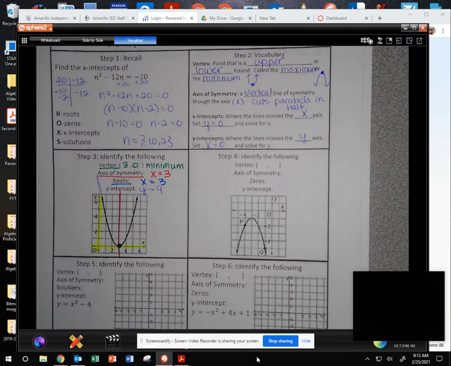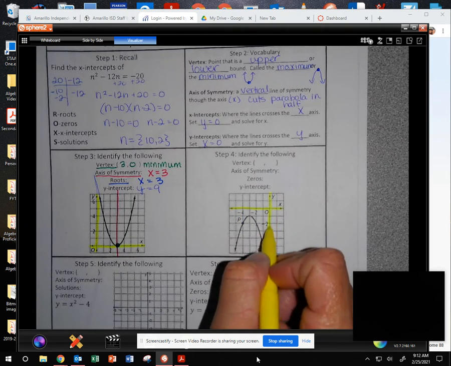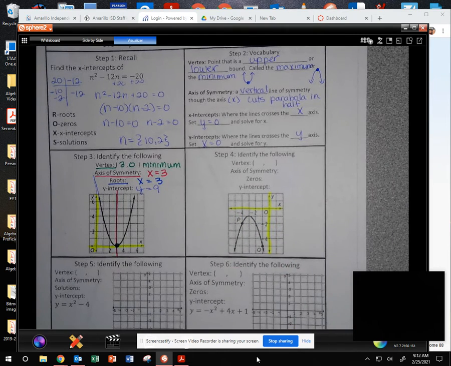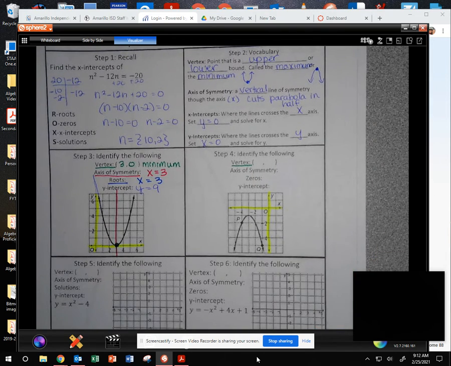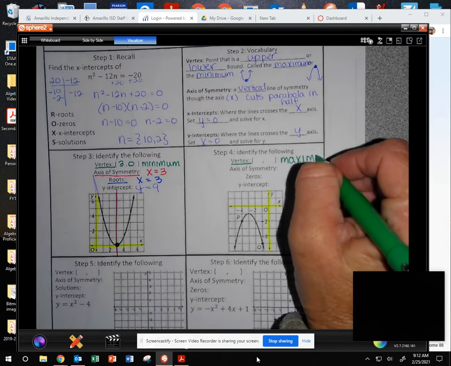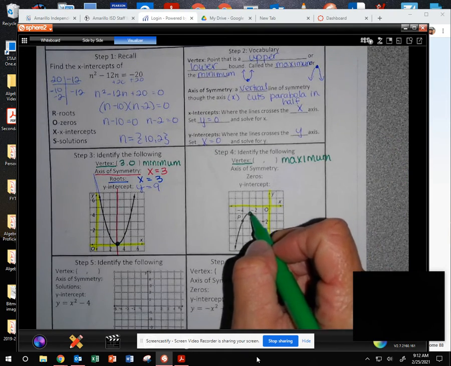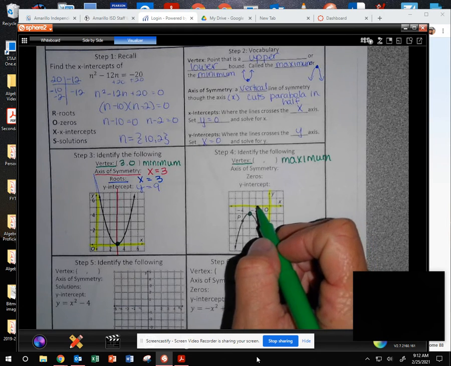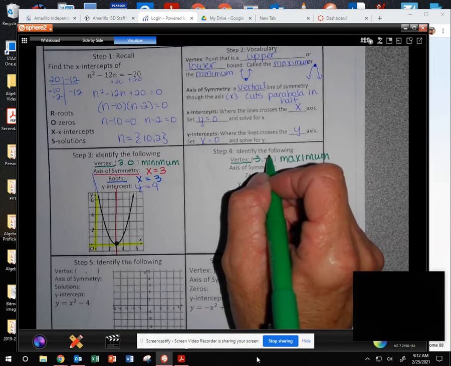Let's look at step 4. Again, I'm going to highlight my x and my y axis since they're not very good on here. I want to find my vertex. This opens down, so that means I'm going to have a maximum value. This is the highest point on the parabola, which is right here, at negative 3, negative 1.